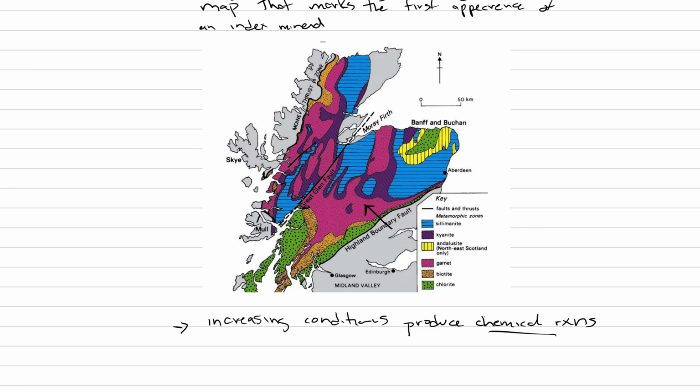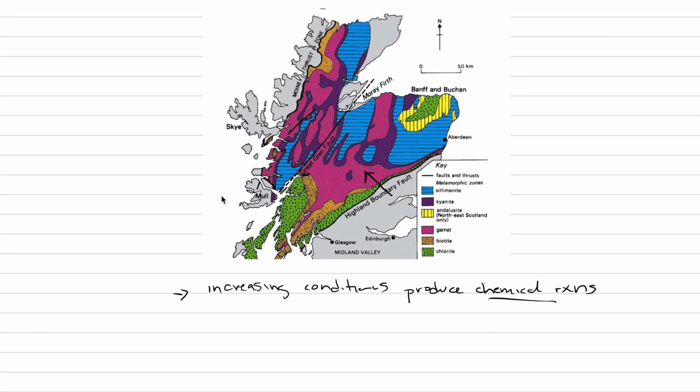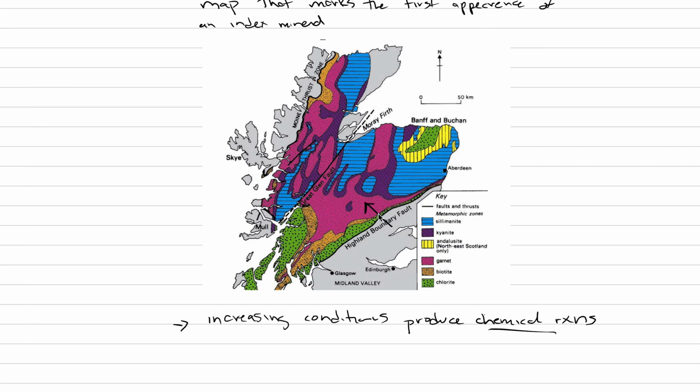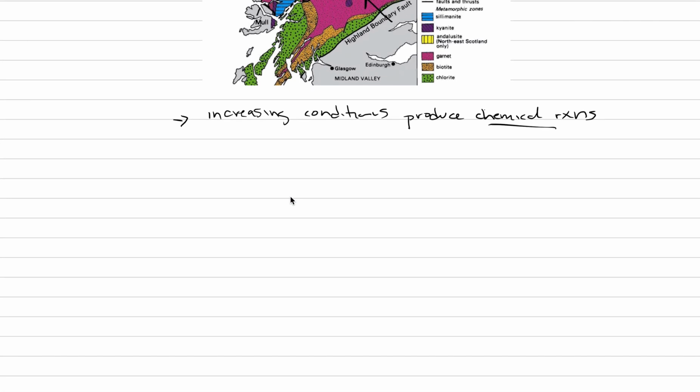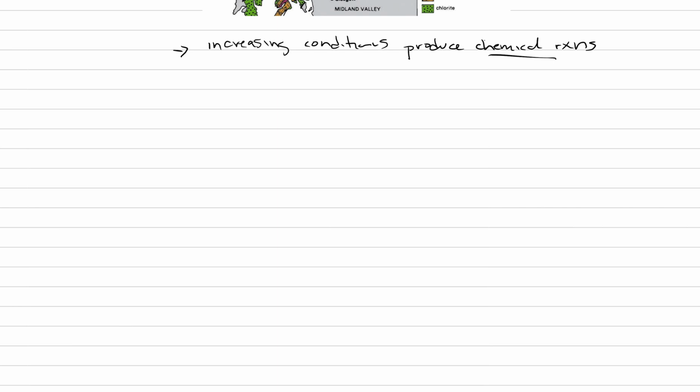Last lecture was our introduction to zones. Today we used the example of Scotland to show isograds and index minerals. And so what we're going to do now is go into the major types of zones that occur. So this is a continuation of the last lecture.